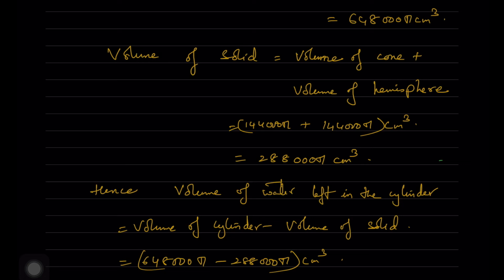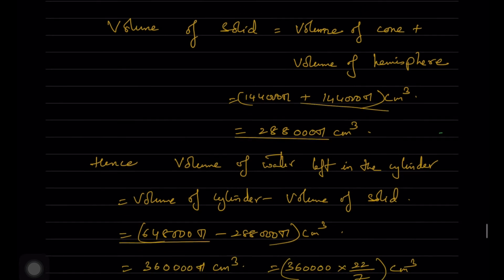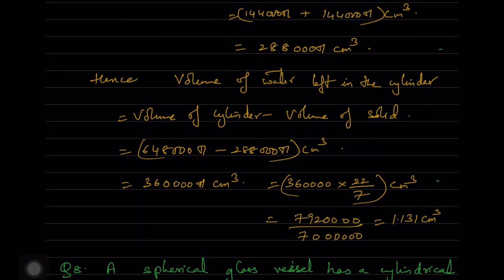We found the volume of the cylinder as 648,000 pi minus 288,000 pi centimeter cube, which we are getting as 360,000 pi centimeter cube, which is equal to 360,000 into 22 by 7. We are changing this centimeter cube into meter cube, so divided by 7 into 1000 into 1000. So you are getting it as 1.131 meter cube is the answer.